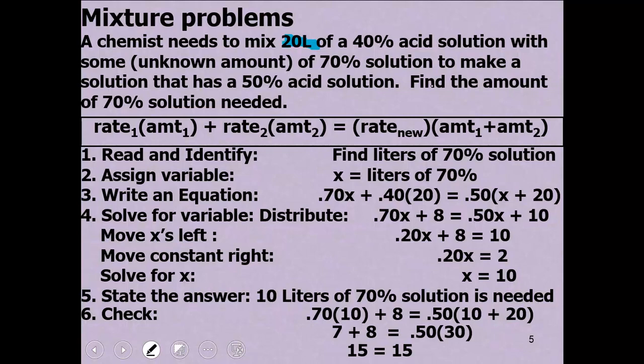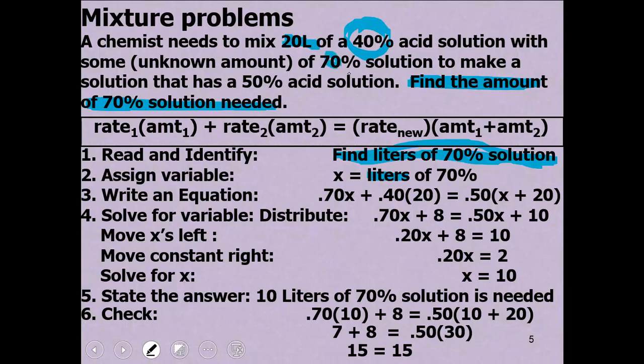What am I looking for? I'm looking for the number of liters of a 70% solution. Find the liters of the 70% solution. All right? Now, assign your variable. Well, X is going to equal the number of liters of the 70% solution. All right? Remember to always write your rate or your percentage in terms of a decimal.